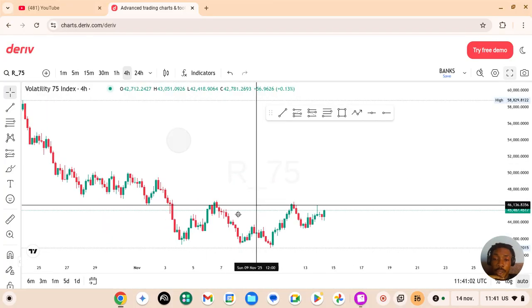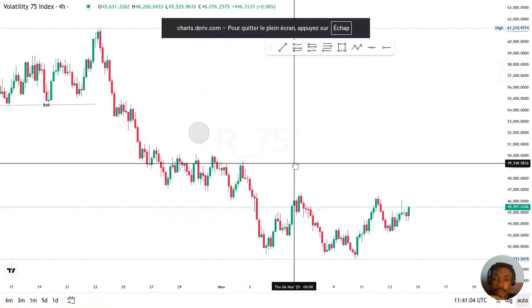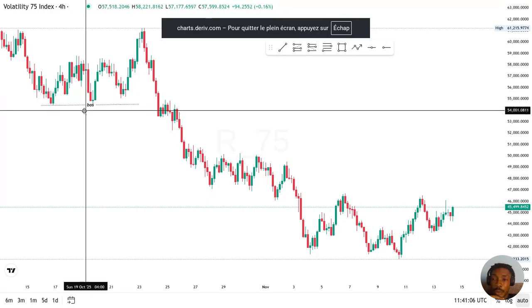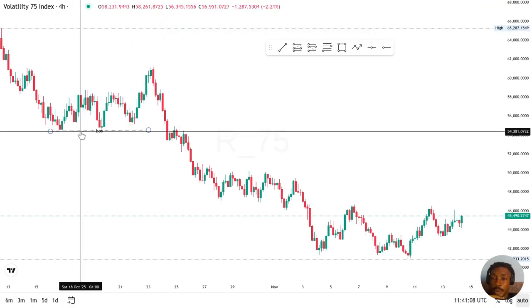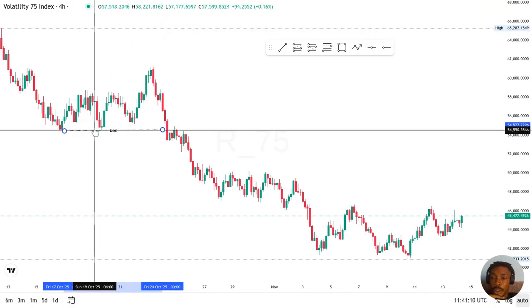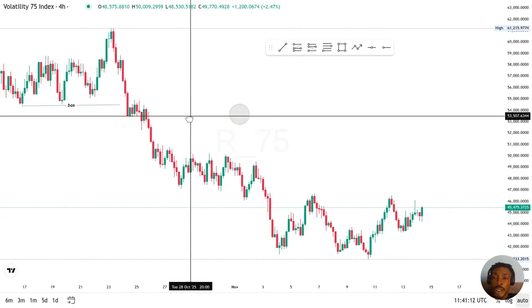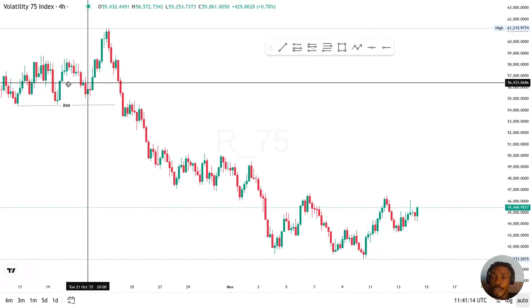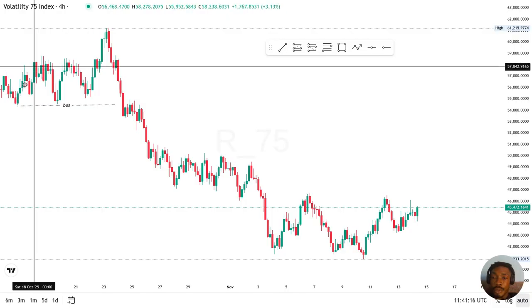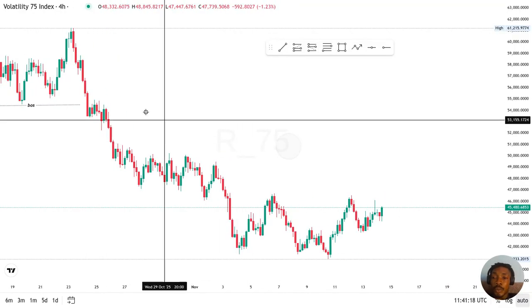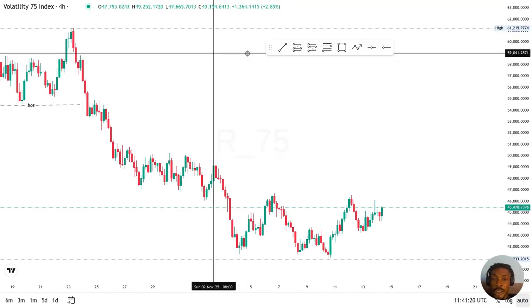We check the 4 hour time frame. Okay, this is our break of structure on the daily time frame. Let's just say the recent daily break of structure. This is what is noted here. So now we can see some internal break of structures, like here.